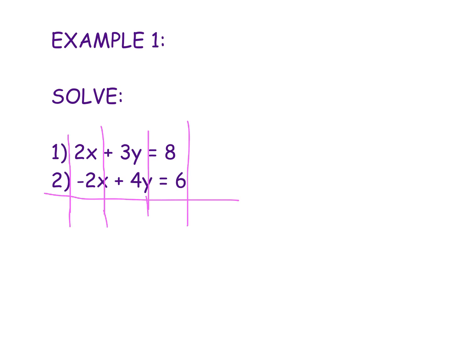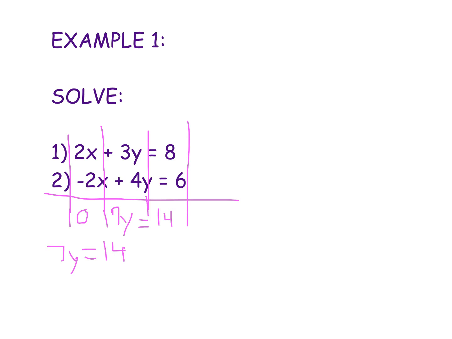So the first column is the x's column. You might have noticed that we have 2x and then minus 2x. And we know if we have a plus 2 and a minus 2, it adds up to 0. So we have 0 x's left when we add those up. If I have 3y and 4y and I add them up, I get 7y. And if I have 8 and 6, when I add those up, I get 14. So what I've done is eliminated one of the variables. That's why we call this elimination. We just got rid of the x variable for now.